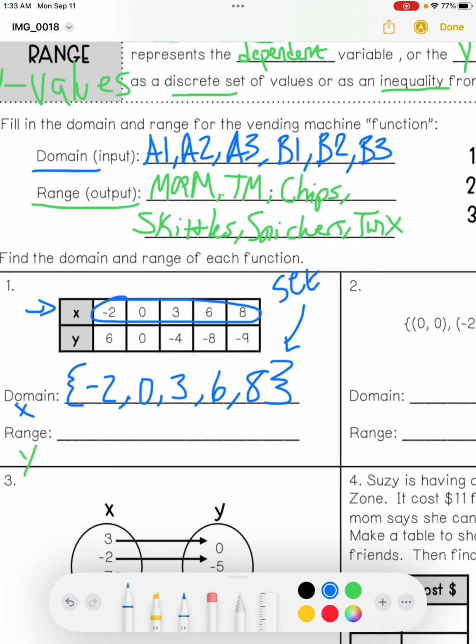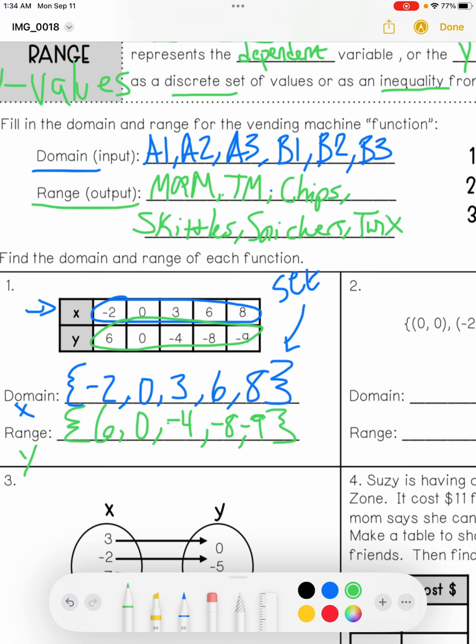Usually it's not a big deal, but when you do your Alex assignment, it's very picky about like, hey, tell me this is a set. Well, how do I tell you that? It's with the fancy brackets. So just be careful of that on Alex. If you get a question wrong, it's probably because you missed the fancy brackets. All right. Well, range we said is y. So I go, what are my y values? I have 6, 0, -4, -8, and -9. But it's not a set until I draw the little fancy brackets. And now I'm done. It's that easy.